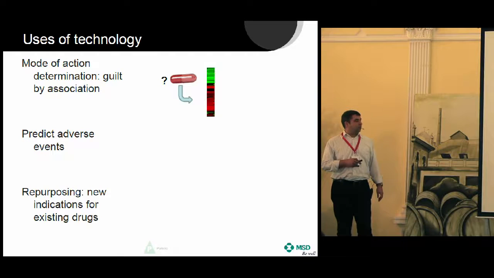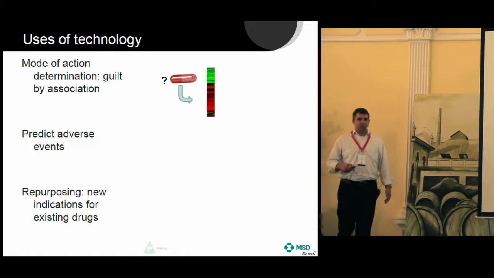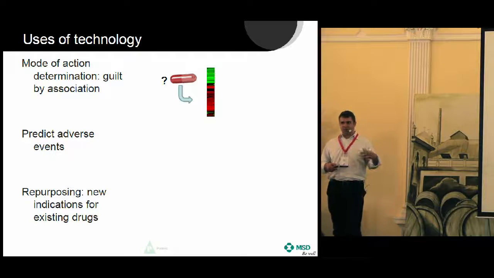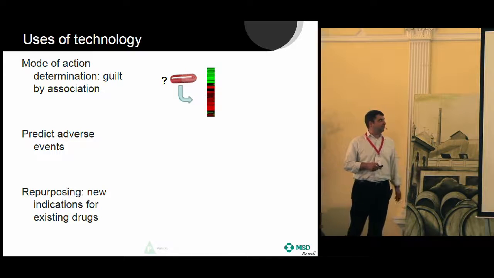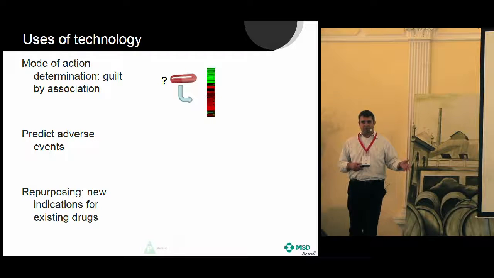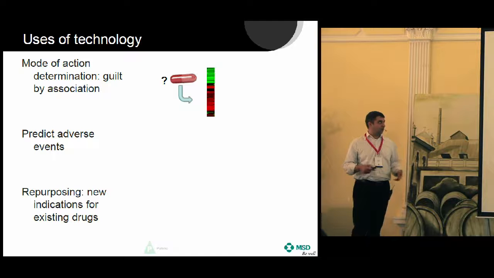So why would we want to do this on such a large scale, as opposed to a smaller scale the way it's been done for 20 years? There are 3 use cases. There are more, but I'm going to show you 3. So one of them is mode of action determination. So what if we have a compound, a drug candidate, or even a drug, which we know has an effect on the cell, on a disease model, on an organism, but we don't know how that effect is mediated. We don't know what its target is.